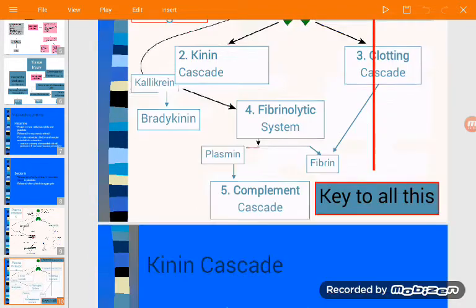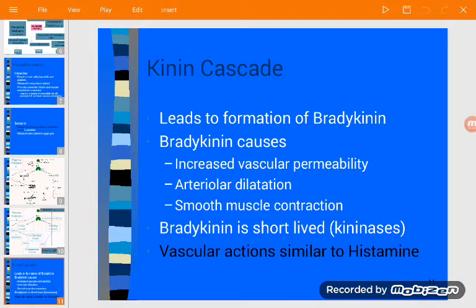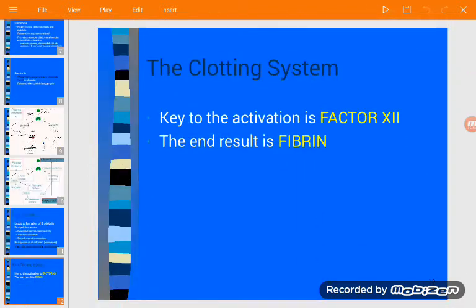The kinin cascade leads to formation of bradykinin. Bradykinin has many effects. First, it causes pain, irritating the nerve endings. Then it increases vascular permeability, causes arterial dilatation, and smooth muscle contraction. Bradykinin is of short duration. It has an effect similar to histamine.